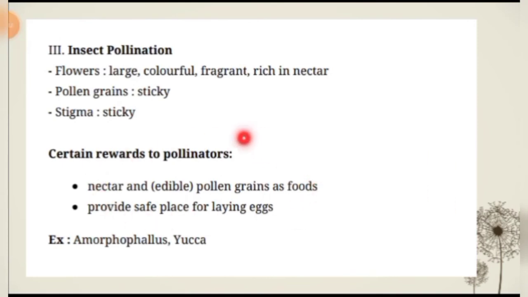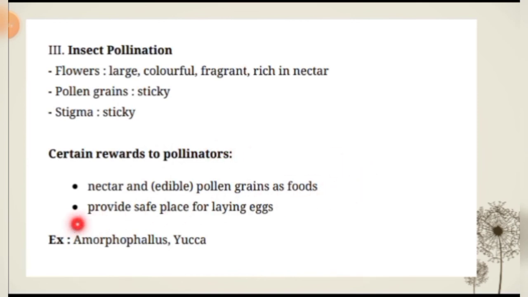Now let us know what the rewards for pollinators are. Pollinators means the ones who are going to do the pollination. Suppose this insect is a pollinator, wind is a pollinator, water is a pollinator. When this insect is doing pollination, it must also get some benefit from that, isn't it? So what is the benefit that the insect gets? The insect gets that tasty nectar for its food, and also the pollen grains. Some insects take pollen grains also as their food. So these edible pollen grains help the insect by supporting them as food.